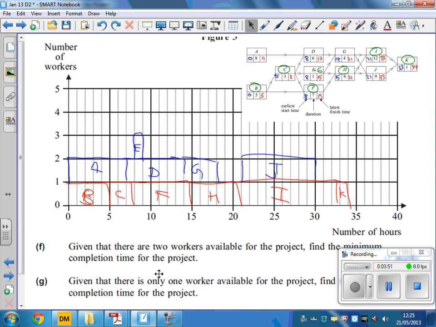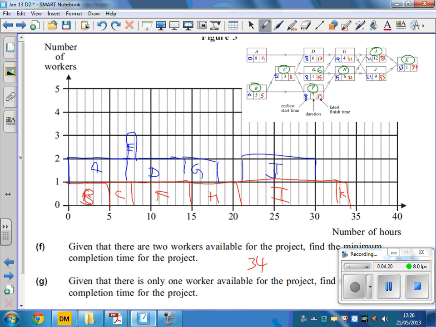And the question following on from that says, well, if there's 2 workers available, when could it be finished by? And the problem is this E here, isn't it? So what we'd end up doing is you just have to slip it down here after D. And it can still happen before H is finished. G would then move along a little bit. And so it doesn't actually change it. The minimal completing time would still just be 34.